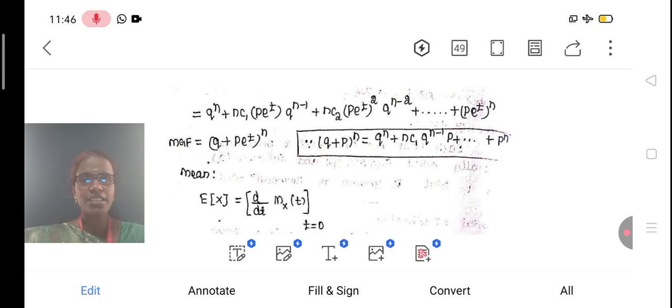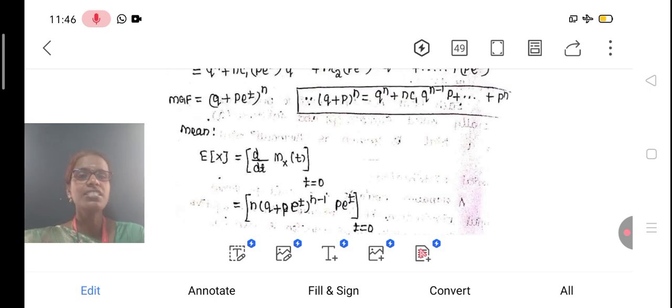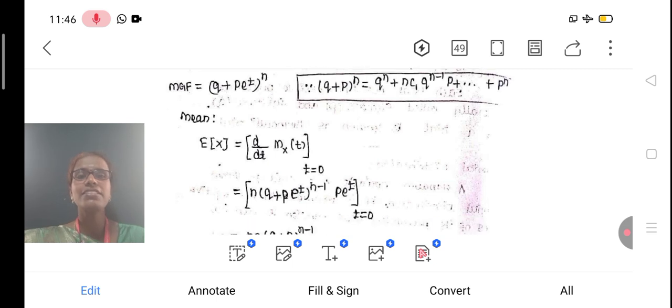The next thing is we are going to find the mean, which is E(X) = d/dt of M_X(t), and replace t as 0. We already know the concept of how to find the mean and variance using the MGF, and the same thing we are going to apply here. First we differentiate M_X(t) with respect to t and replace t as 0.